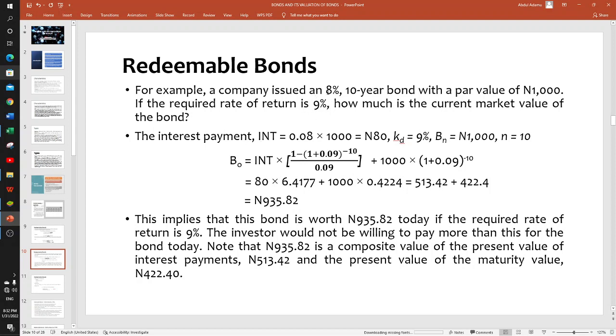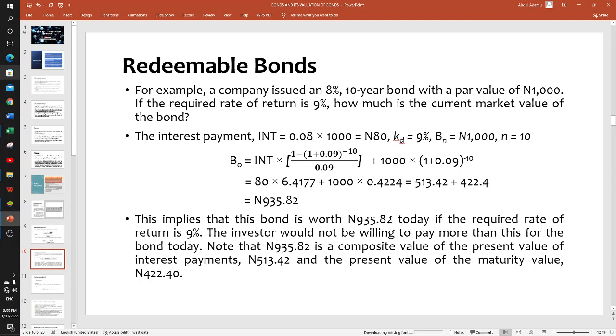So the interest will be this 8% multiplied by the par value. When we multiply, we have 80 naira. The cost of debt is 9%, the face value is 1,000 and the period is 10 years. If we put it into our formula, the first part is the present value of an annuity, the second part is the present value of a lump sum, which is 1,000. This is the factor from this formula, and this is the factor from that formula. When we multiply, we have 935 naira 82 kobo. So this implies that this bond is worth 935 naira 82 kobo.